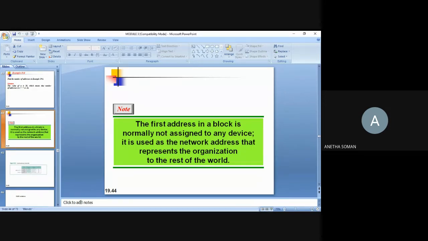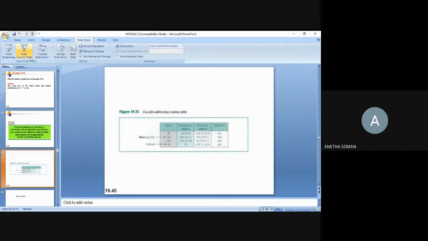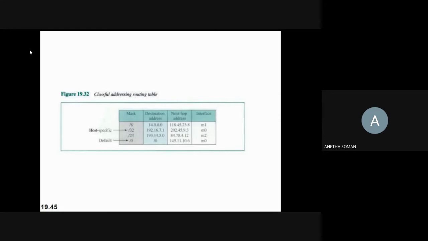Now, when you are considering the classful addressing routing table, which I have just shown in this slide, I told you that you want to identify the network address first. So if a packet is arriving at the router, it will first apply the mask to the destination address. Usually 4 columns are provided in each router in classful addressing. You will have the mask, the destination address, the next hop address, and the interface.